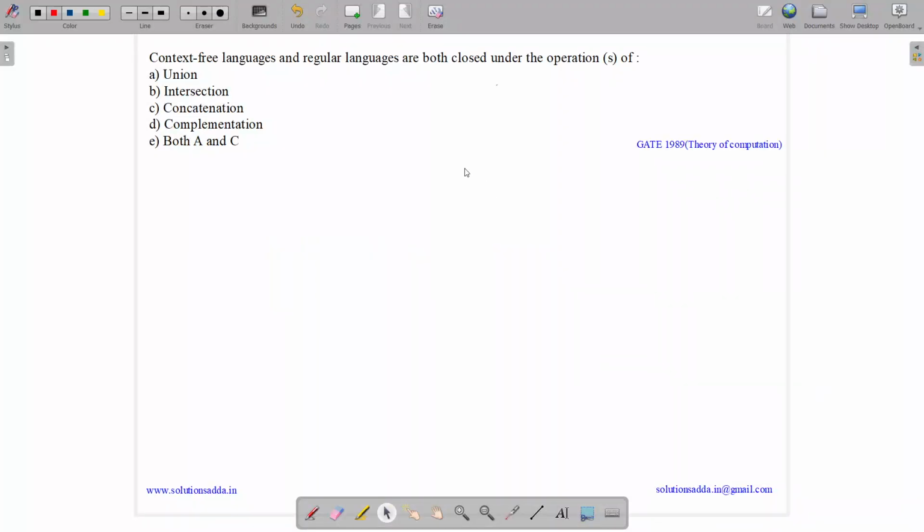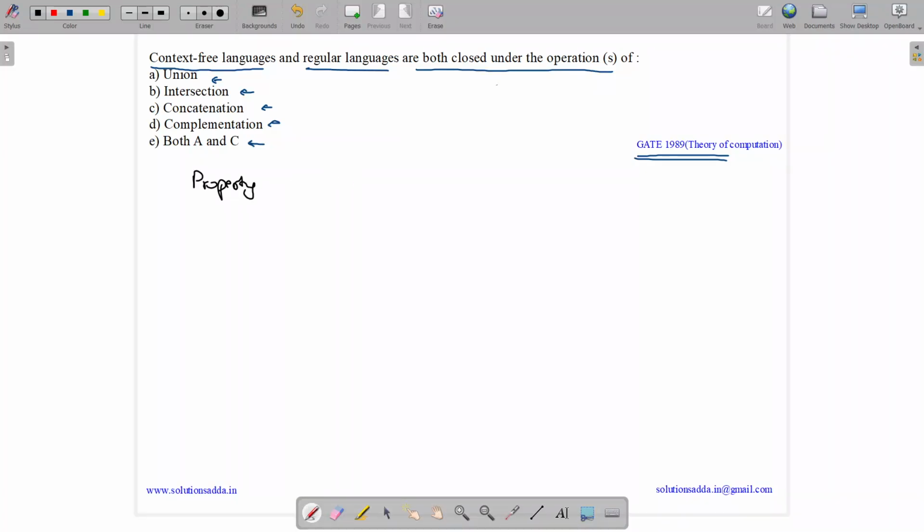This question belongs to Theory of Computation subject, and the topic name is Regular Language and Context-Free Language. It was asked in GATE CSE 1989. So the question states, context-free languages and regular languages are both closed under the operations of union, intersection, concatenation, complementation, both union and concatenation. So for these types of questions, it's better to remember a table so that you can easily answer all those questions. I will tell you what the table is.